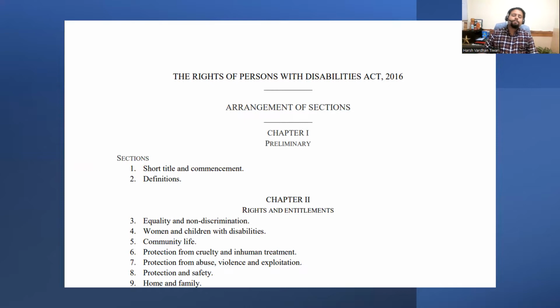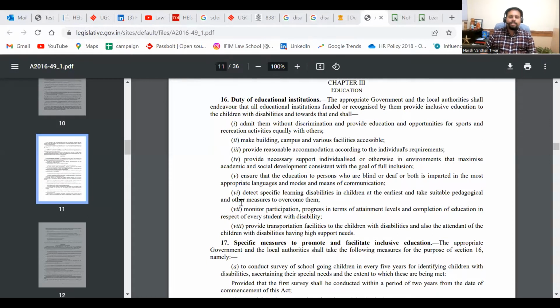Disabilities Act 2016. When we talk about this particular law, the Rights of Persons with Disabilities Act 2016, I will be very candid that chapter 5 talks about education, that is, what an education institution should be doing to ensure that higher education institutions provide some kind of opportunity and inclusiveness to kids with disability. And I think we all should at least once read this particular chapter of the act. Section 16 calls for the duty of educational institutions.